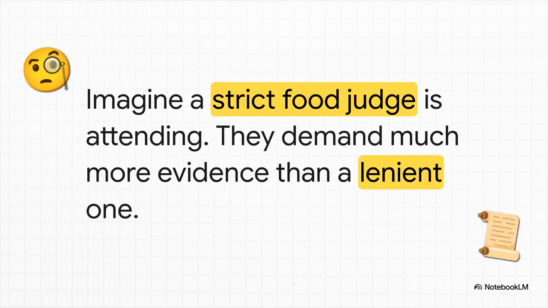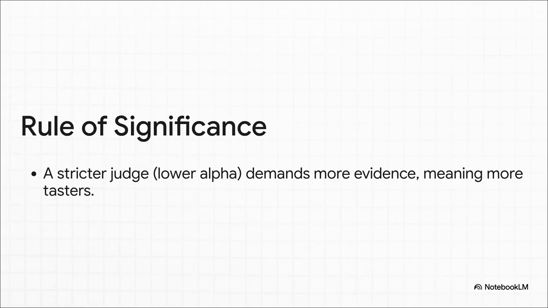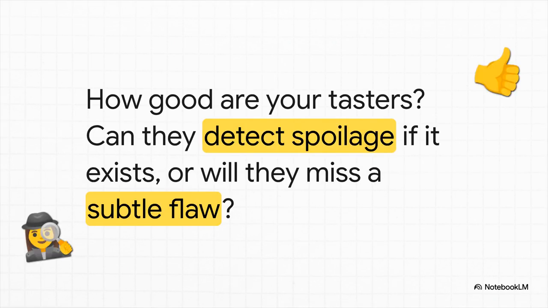Okay, moving on to rule number 3. Now you have to think about the stakes. Who are you serving this to? Is it just your friends who probably forgive you for anything? Or is there a super strict world-famous food critic sitting out there? Yeah, that strict judge. They represent what's called the significance level. In research, you'll often hear it called alpha. It's basically the bar for how much proof you need before you're convinced. And the rule here is super straightforward. The tougher the judge, the more proof you need. So to convince that demanding critic, you're going to need a whole chorus of tasters all saying the exact same thing.